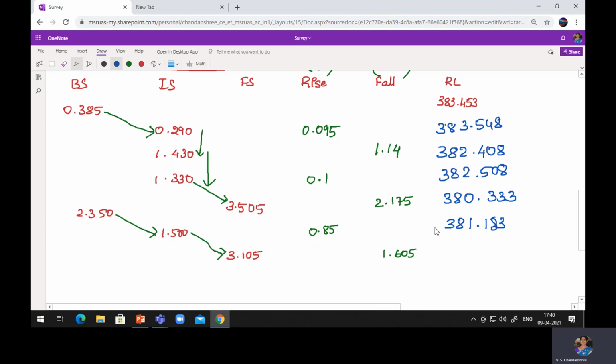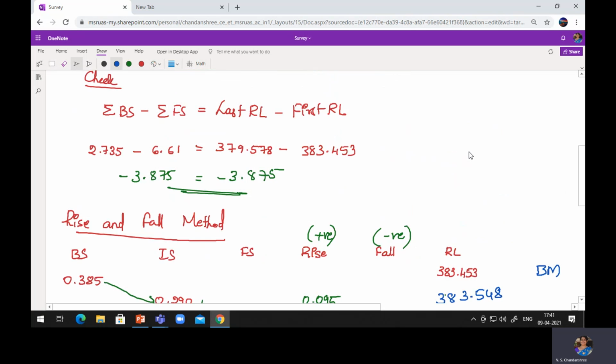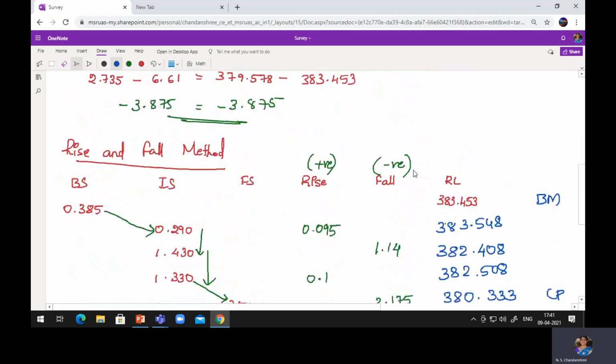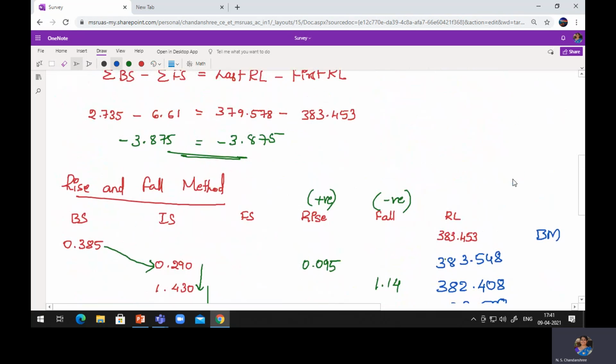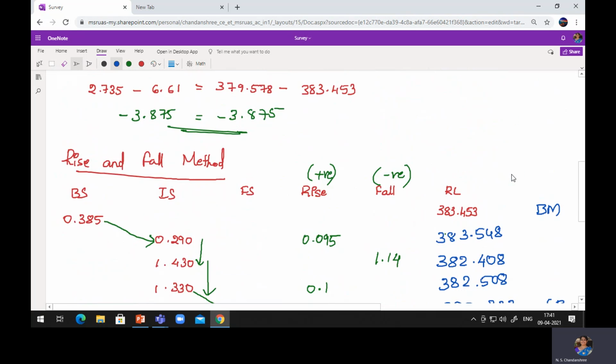Next, 381.183 minus 1.605, and this answer is 379.578. Now we have calculated, now this is the benchmark, this is the change point. From this example, we can see that the RLs calculated by either the rise and fall method or the height of the instrument method are the same values. So whichever method we follow, from both methods we will get the same result.